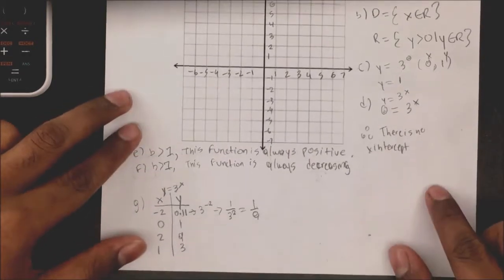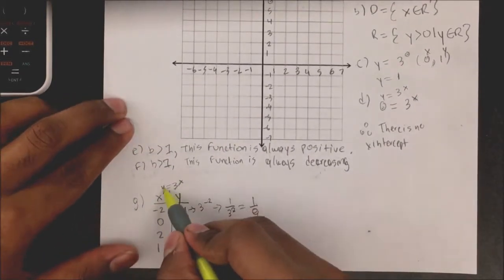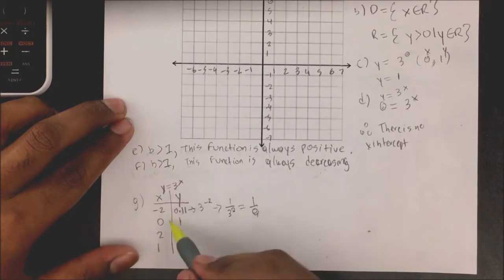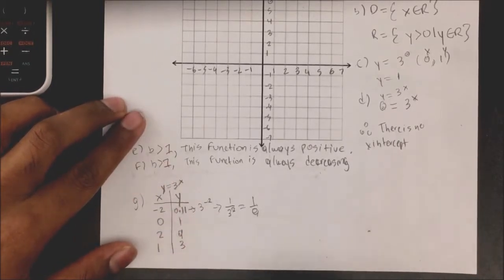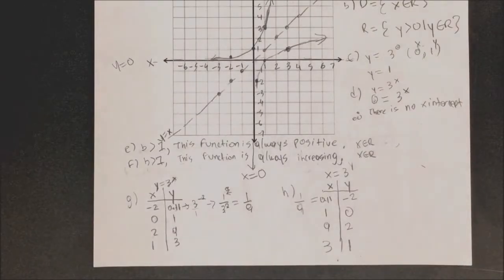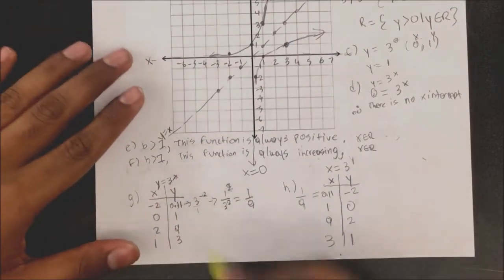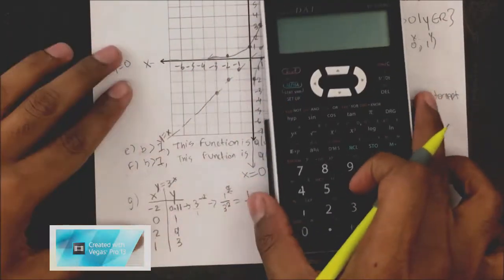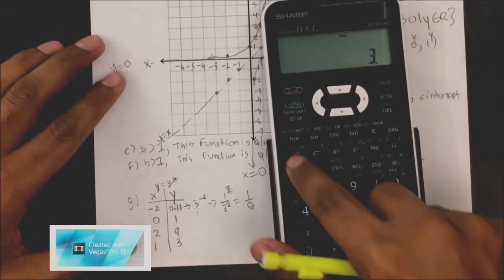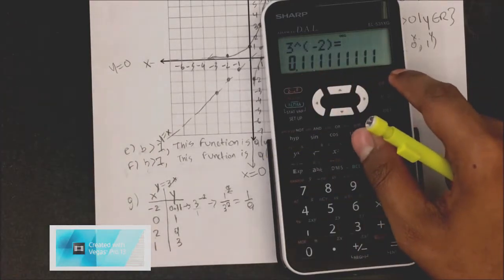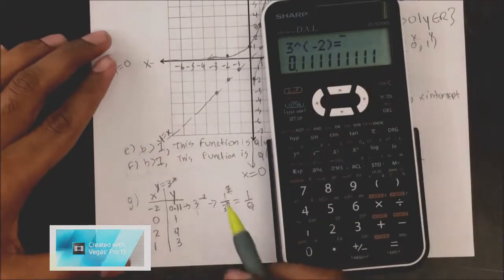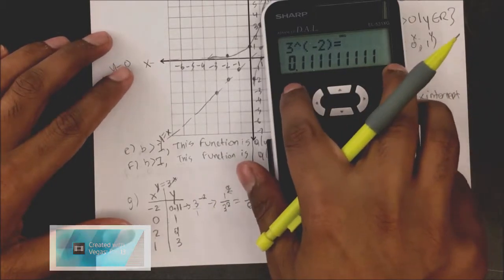Like table of values. So here I have my function y is equal to 3 to the power of x. And as my inputs, I chose -2, 0, 2, and 1. So if you were to input 3 to the power of negative 2 in your calculator, it would be 0.111111. And that's just the same thing as 3 to the power of -2.